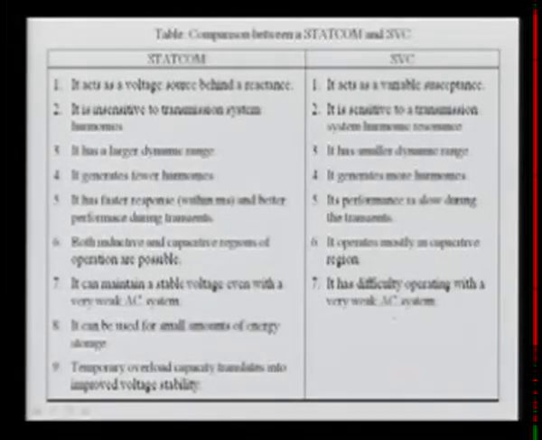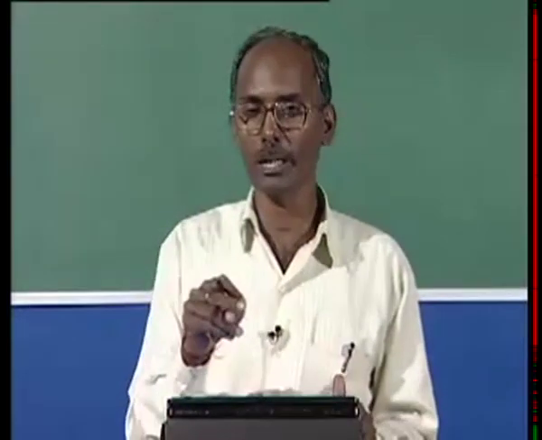Whatever I told in a nutshell, now we can go into the detail. Here I have written the STATCOM, here it is your SVC. First we will see the comparison: this STATCOM acts as a voltage source behind the reactance. As I said, it is your voltage source. Here it is just acting like a variable susceptance or impedance. The STATCOM is insensitive to the transmission system harmonics because we are injecting the voltage source, and that voltage source is independent of the system harmonics.